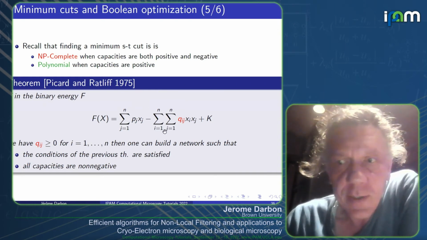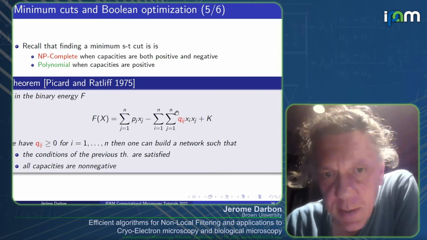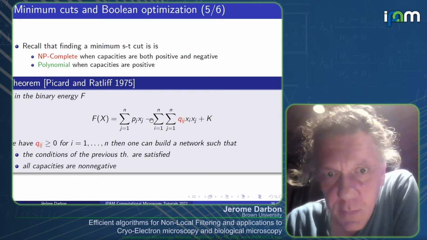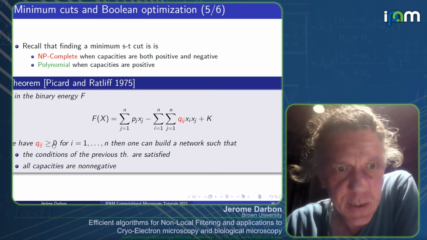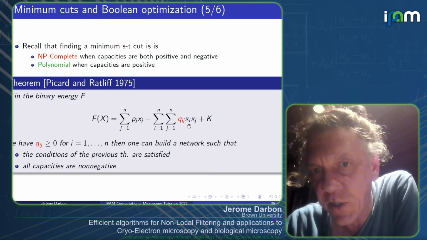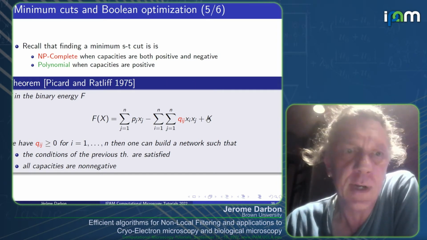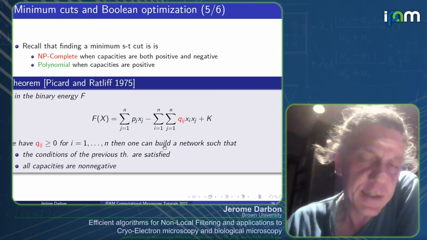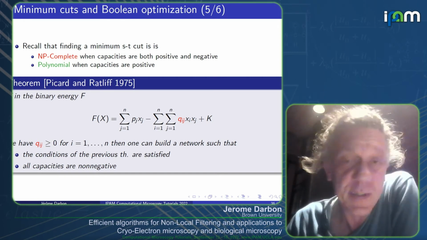Now, in order to have an efficient algorithm, the condition that we need is that in this quadratic term, we need to have minus Qij, and Qij has to be positive. So the coefficient in front of xi xj has to be negative. This is the condition to have efficient algorithms so that you can leverage the duality between min cut and maximum flux.